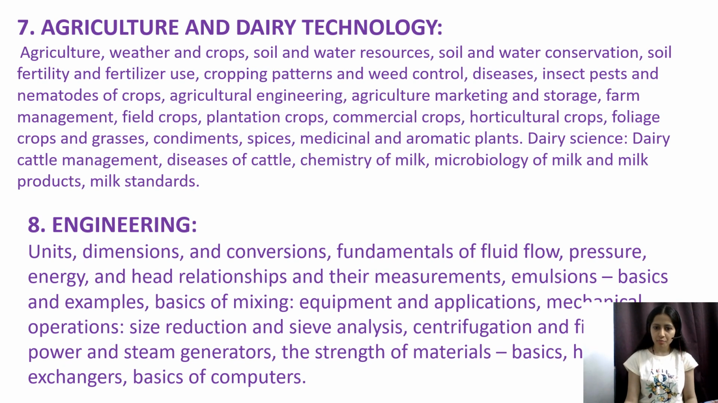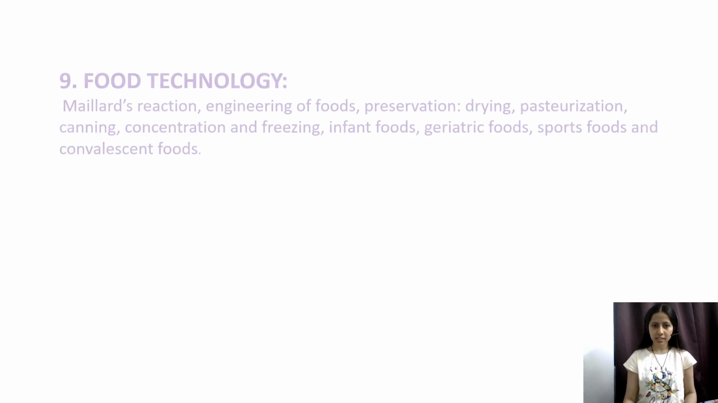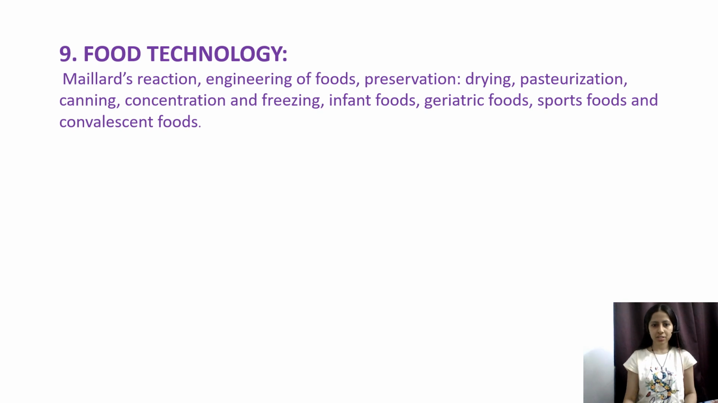Next, the basics of mixing, equipment, application, mechanical operation, size reduction, sieve analysis, centrifugal, steam generators, power generators, then strength of materials. Okay. Next, the ninth one, that is food technology. In food technology, Maillard reaction, engineering of foods, preservation. This Maillard browning reaction is important. Then preservation methods like drying, pasteurization, canning, concentration, freezing, infant foods, geriatric food.